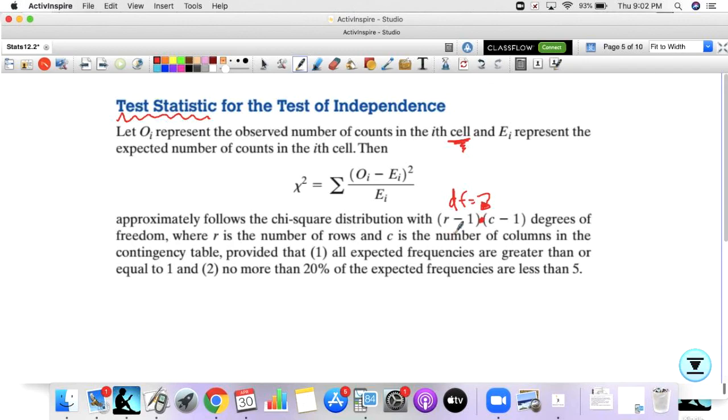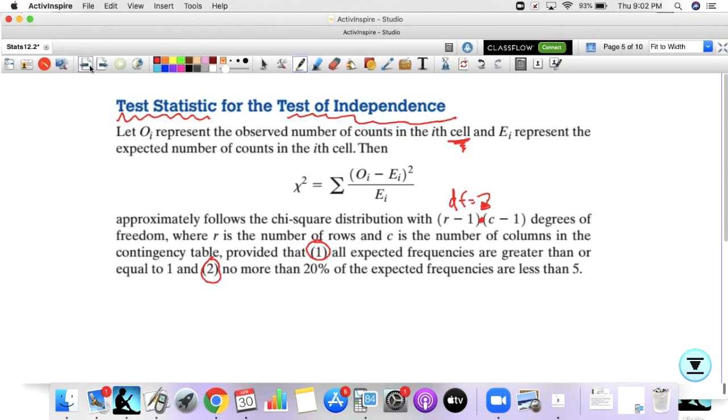A second thing that's important to note from this information that they're giving us here is that they give us 2 things that have to happen in order for you to run your test for independence. And they're the exact same 2 things that we saw yesterday with our categorical data. So it's running this same pattern, right? All of your frequencies have to be greater than or equal to 1.